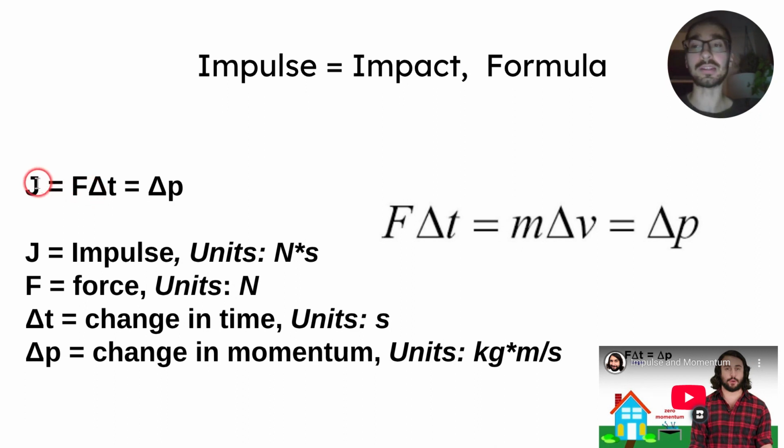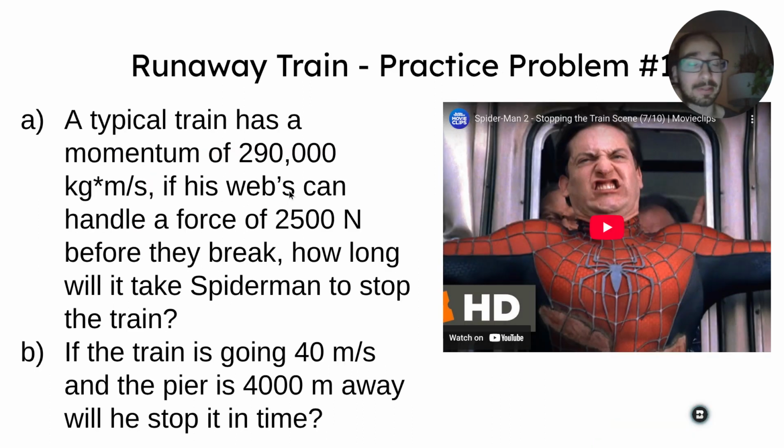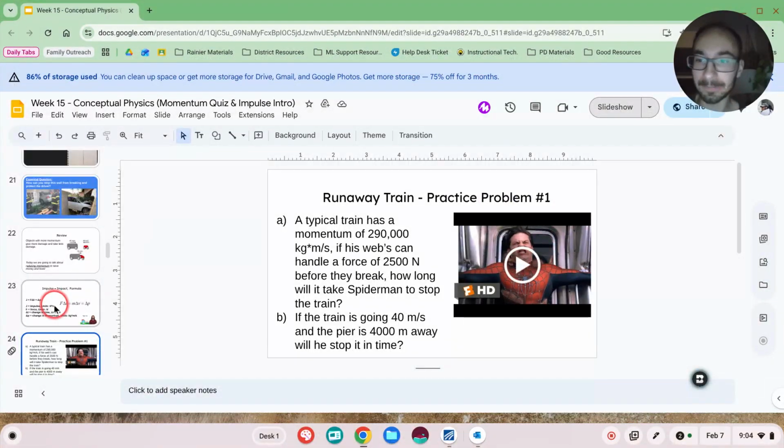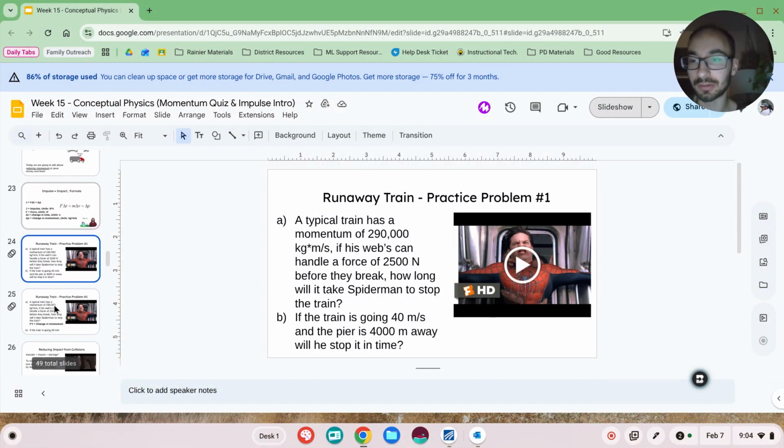I'll give you a hint. The J is actually not often needed. Unless the question is what is the impulse, you really don't need the J, so just focus on these 2 to solve how long it'll take Spider-Man to stop the train. Okay, and part B, if the train is going 40 meters per second and the pier is 4,000 meters away, will he stop the train in time? So please pause the video now and try and solve this yourself. Okay? And now we're going to go over the answer.